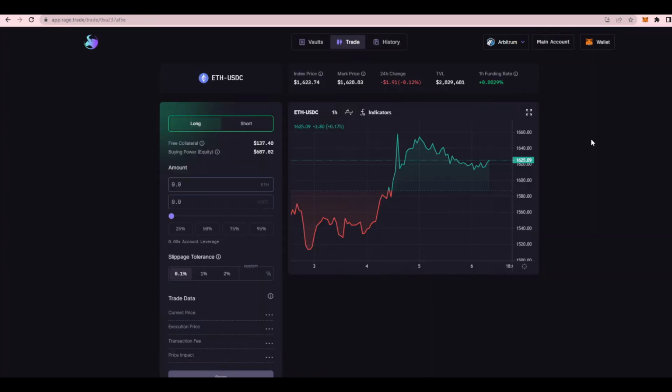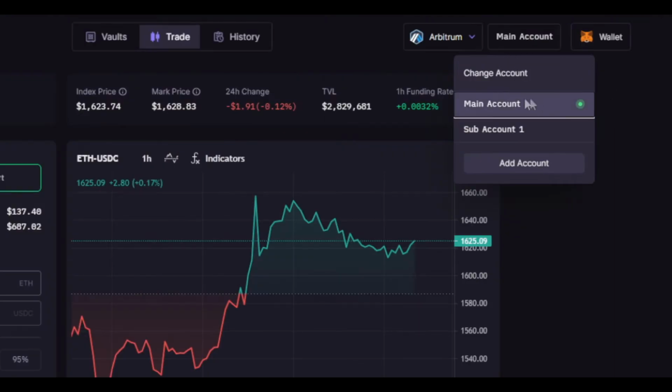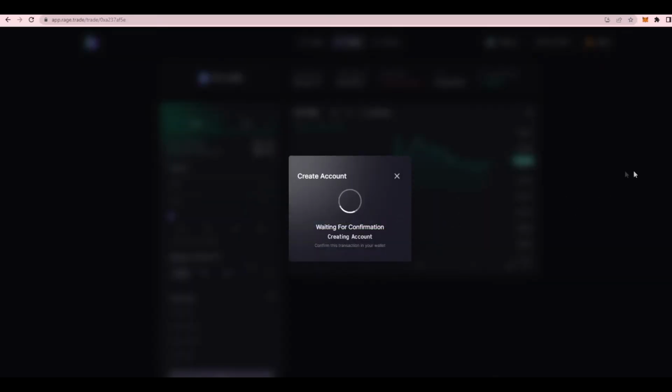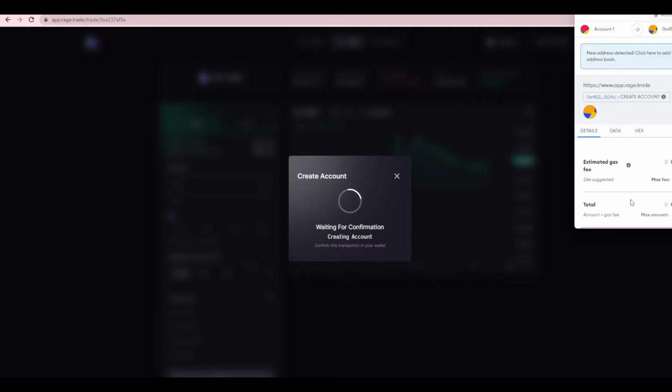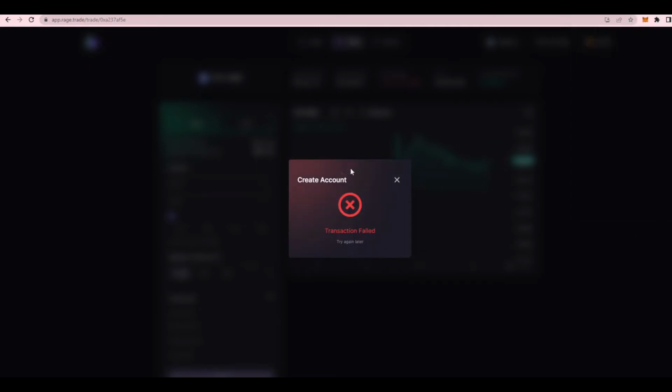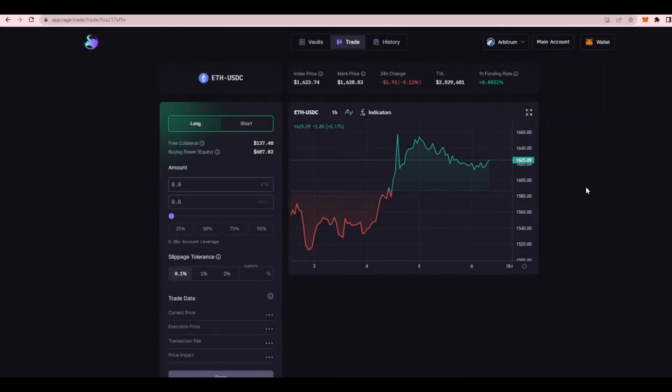Now, Rage Trade uses USDC as collateral, so you're going to need to swap any ETH or any other tokens you have there for USDC before you can actually start trading on Rage Trade. Another cool thing with Rage Trade is that you have sub accounts in here. So I have my main account and then sub account 1. If you press add account here and press create a new account, you'll have to confirm this action in your wallet. I'm not going to do it for now, but that is something you can do, and it will cost you whatever the transaction fee on Arbitrum is right now. It could range anywhere from like 7 cents to 15 cents.